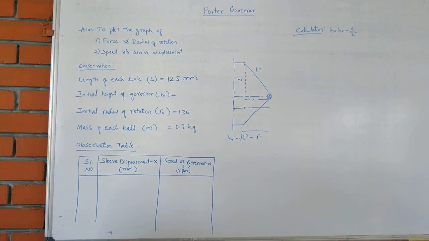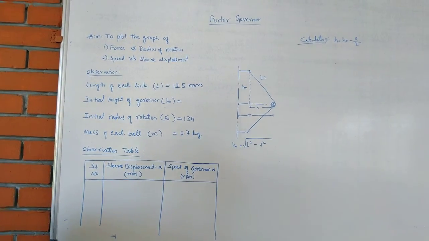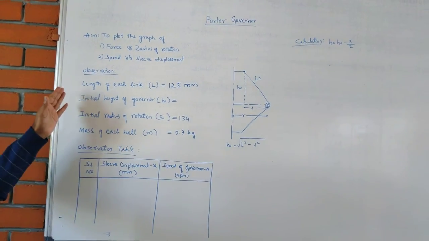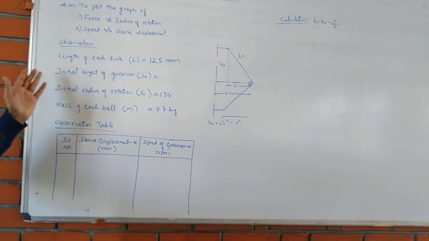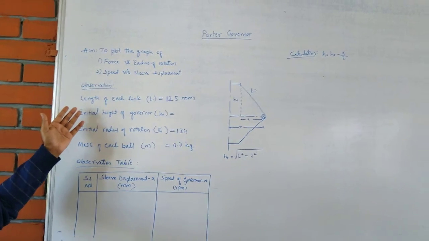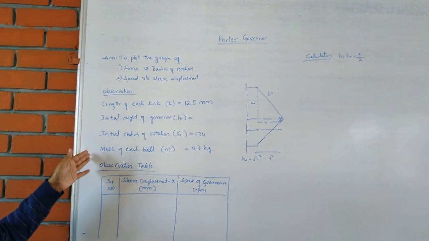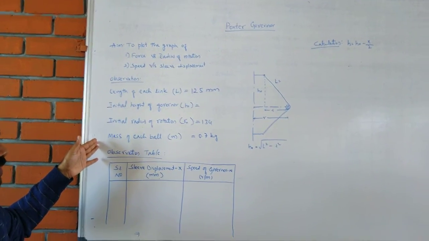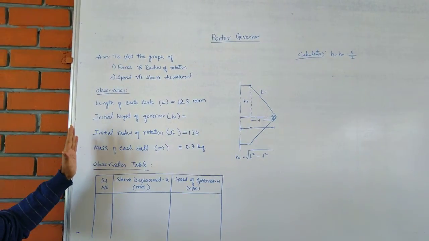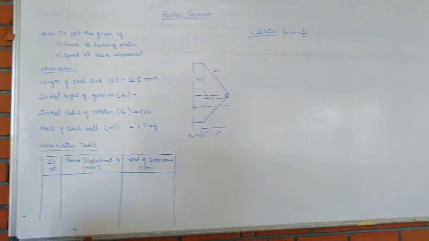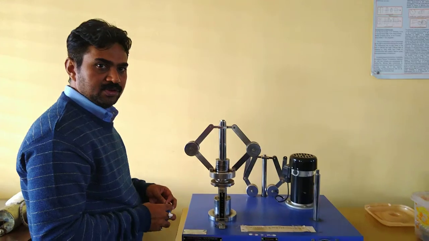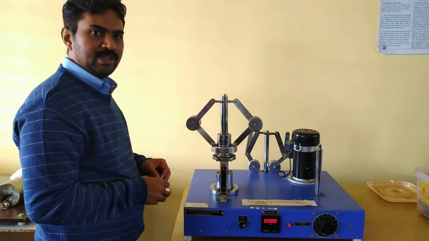So here we are doing the Porter governor. In this Porter governor, these are the observations. The first one is the length of each link. These observations will be studied in the experimental setup only. Later I will come to this part of the experiment. So in the observation, we require the length of each link.